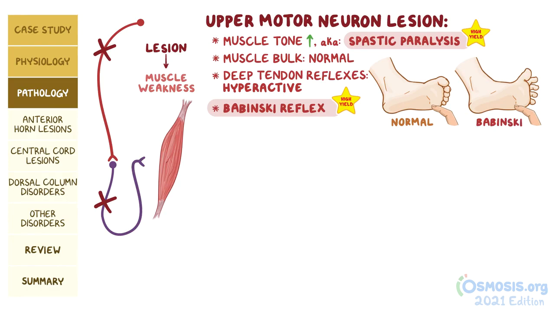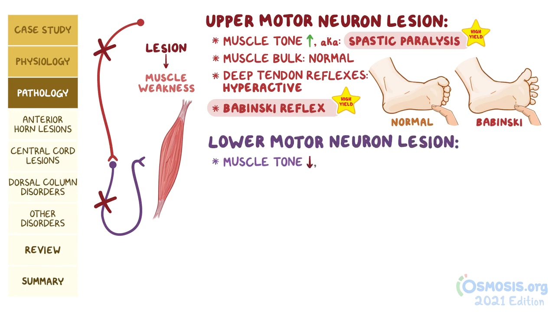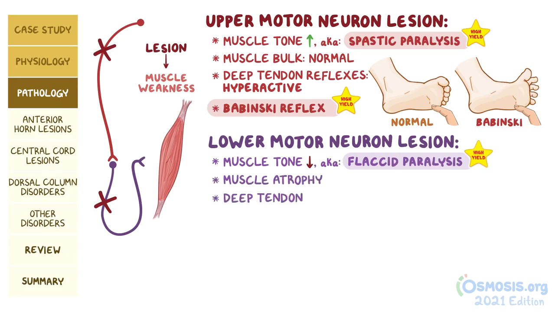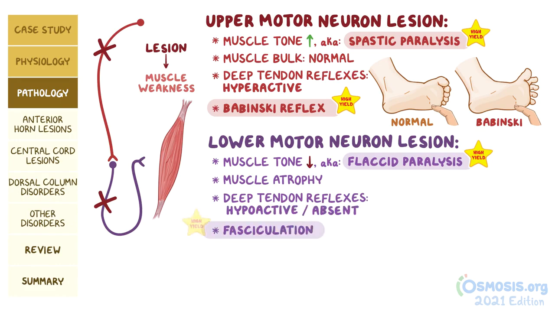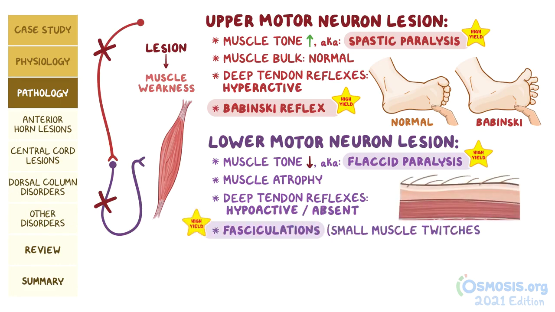In contrast, in a lower motor neuron lesion, muscle tone will be decreased, which is also known as flaccid paralysis. There will be muscle atrophy, and deep tendon reflexes will be hypoactive or absent. And the unique feature here will be fasciculations, which are small muscle twitches under the skin.